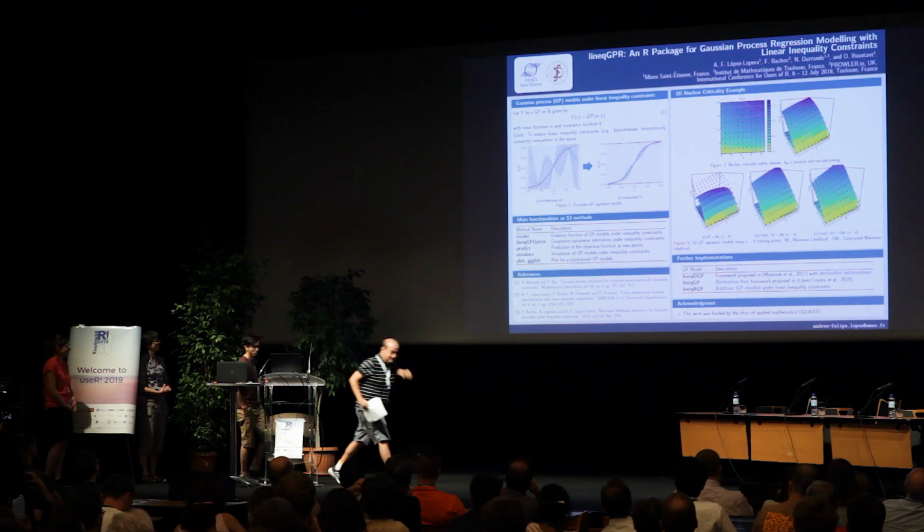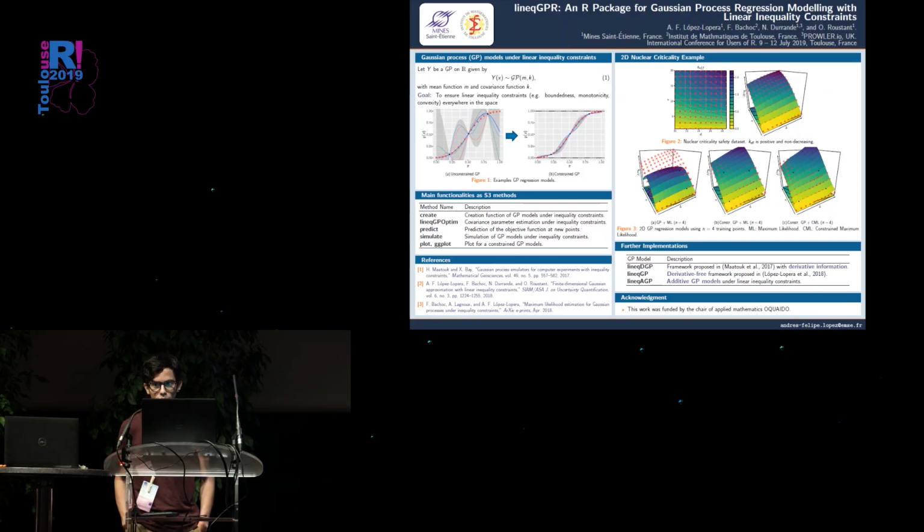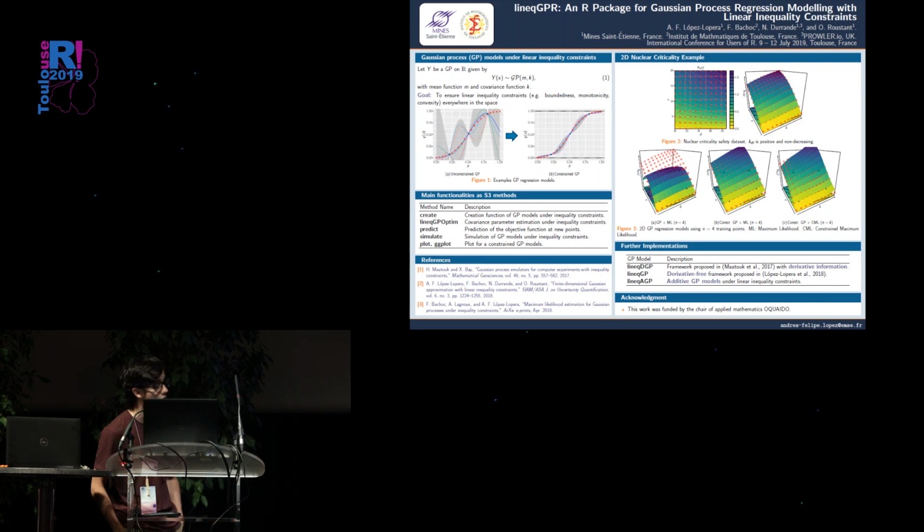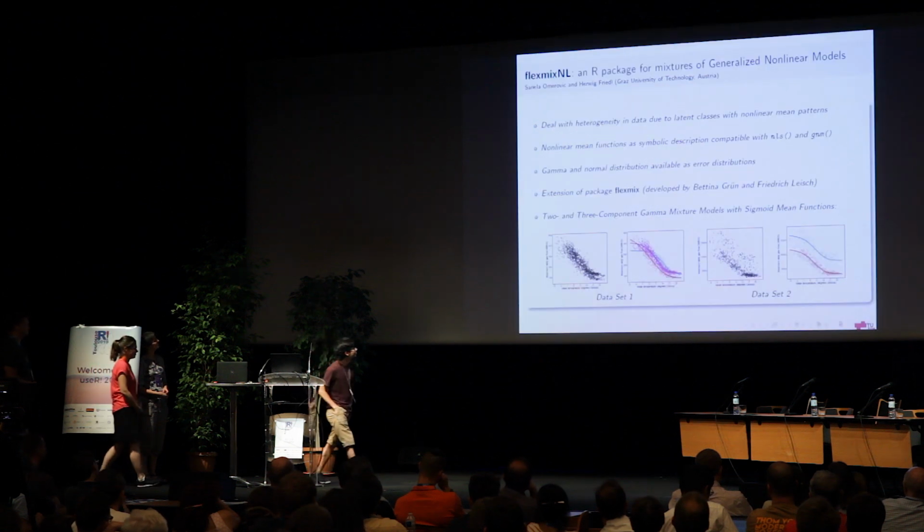Good afternoon to everyone. My name is André Felipe Lopez, and today I'm going to talk about the lineqGPR package for Gaussian processes under inequality constraints. The main benefit of adding inequality constraints into Gaussian processes is that more realistic uncertainties can be obtained when dynamic systems satisfy conditions, for example, positivity, convexity, and monotonicity. If you want to learn more about lineqGPR, you are welcome to come to see my poster 68. Thank you.